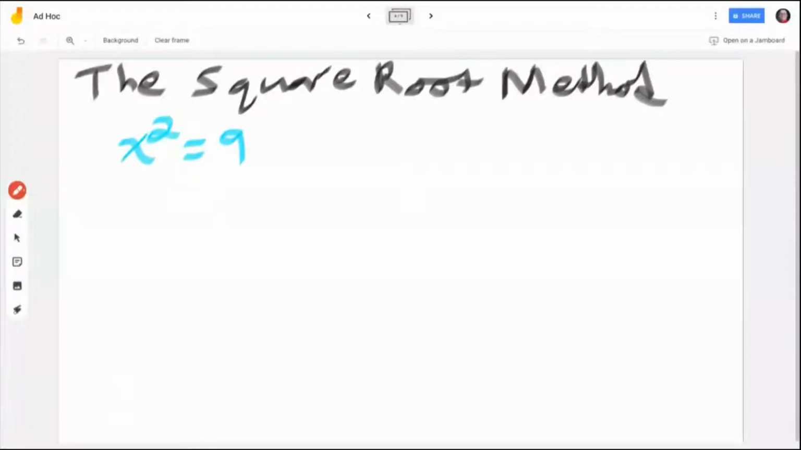All right, so let's talk about the square root method. The square root method is probably the easiest way to solve a quadratic equation. It's probably the quickest way. Basically, if you see that it's a term of x squared equal to something on the other side, and you can take the square root of both sides, you can use the square root method.